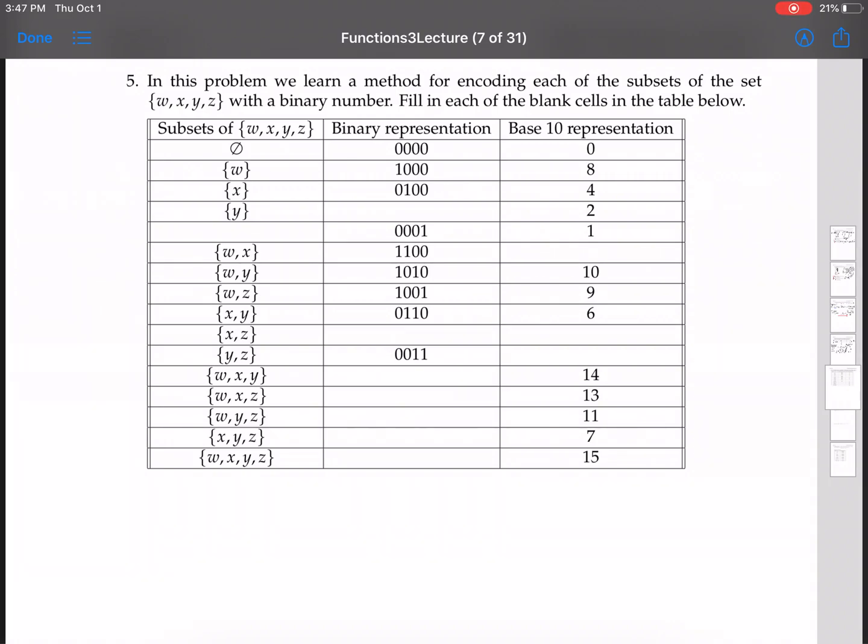In this example, we extend the idea developed in the last example of an ingenious way to count the number of subsets of a finite set. Now we have a finite set with 4 elements. Those 4 elements are w, x, y, and z.